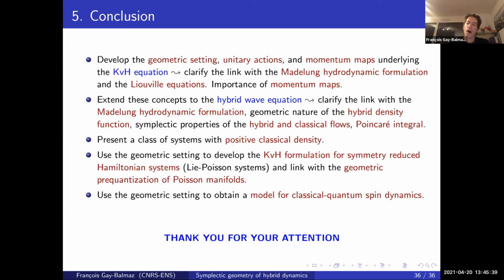In particular, how the interaction potential breaks the symplecticity of the hybrid flow, for instance. Then I also presented a class of systems for which the classical density stays positive, if it is positive at initial time. Then I briefly surveyed how this setting can be used to produce models for a more general class of classical systems coupled with a quantum spin.